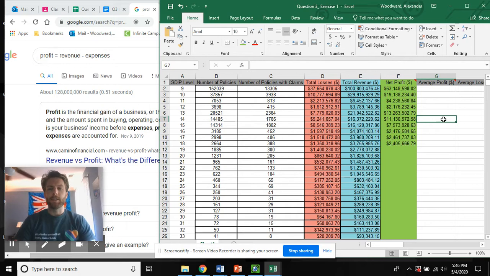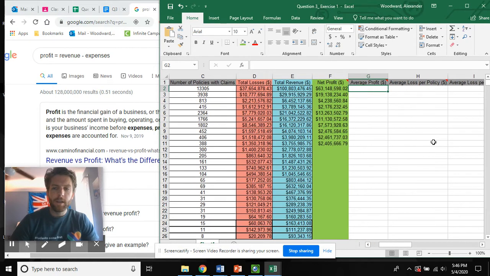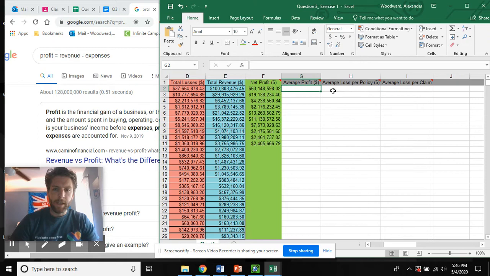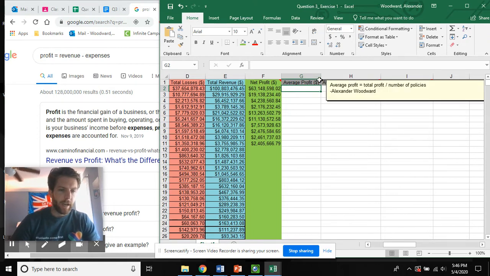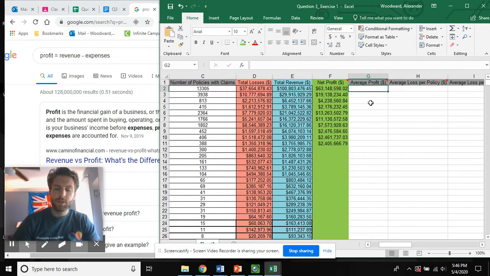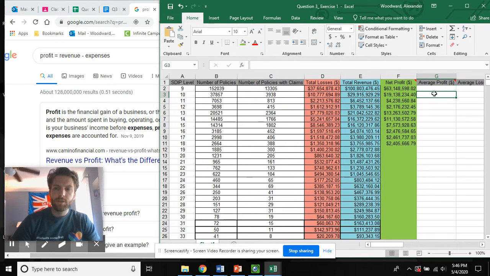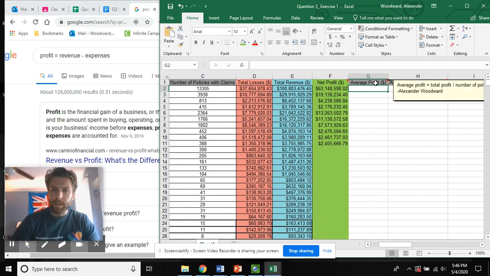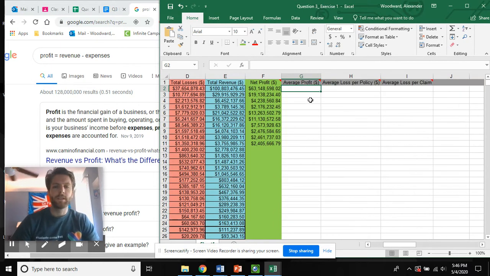All right, and so you can use the function tool and the drag option for all of these 4 columns, okay? And what I did, I inserted a comment into each column so you know how to calculate it. The average profit is asking for how much on average the profit was for that certain SDIP level. So it says average profit here is calculated by the total profit divided by the number of policies.